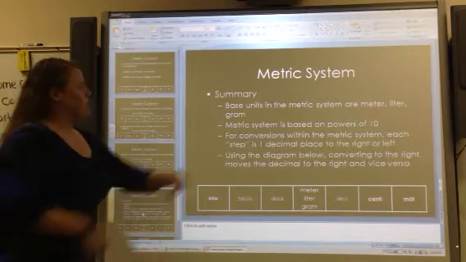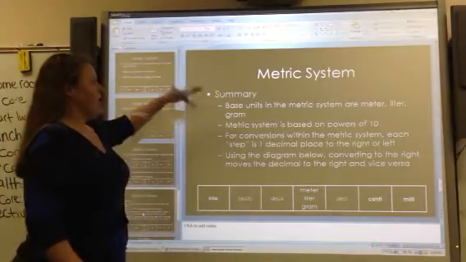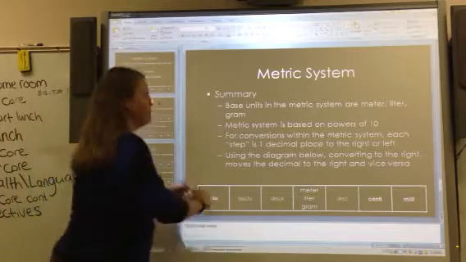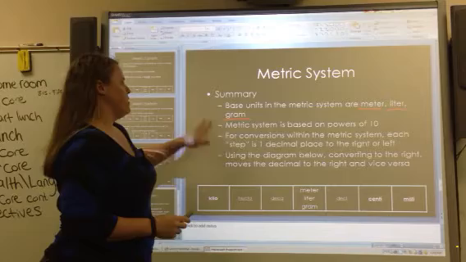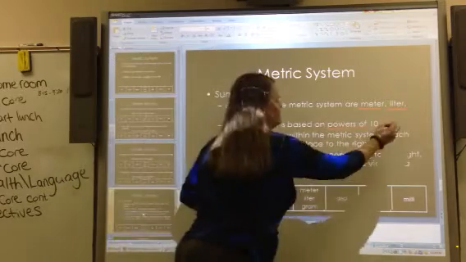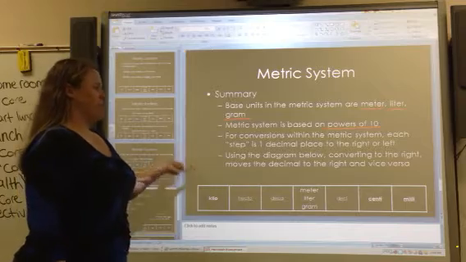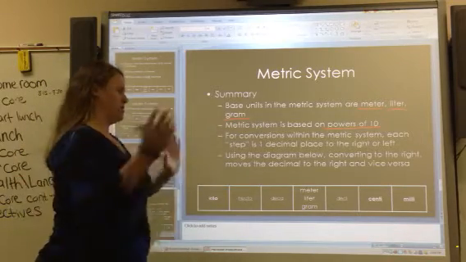All right, so in summary, and again, only write this if you want to put it in your brain one more time. The base units in the metric system are meters, liters, and grams. You have to know that. The metric system is based on powers of 10. And for conversions within the metric system, each step is 1 decimal place to the right or the left, depending on if you're going from big to small or small to big.